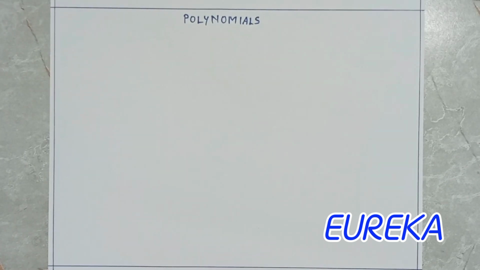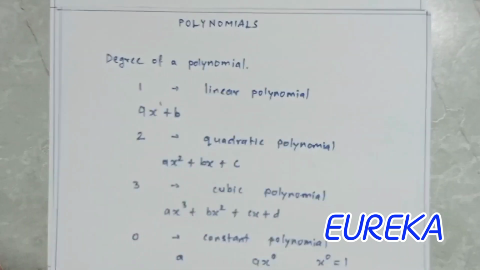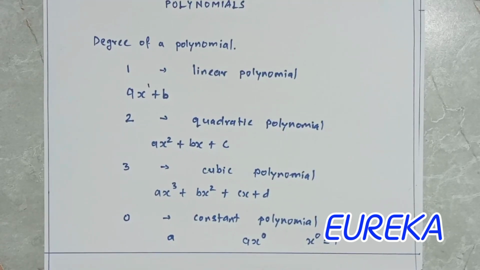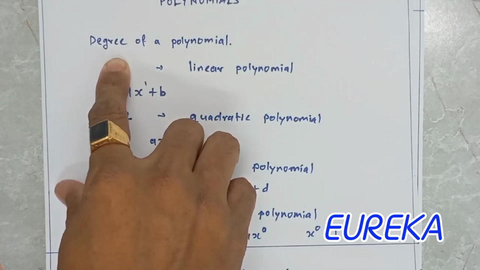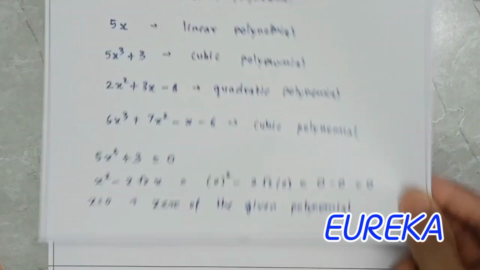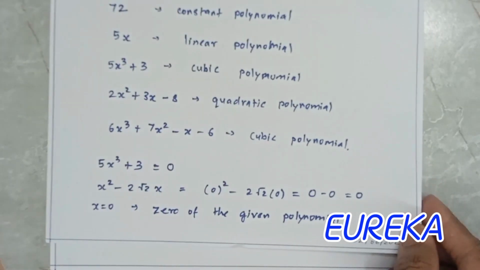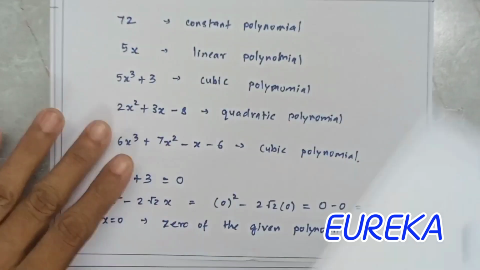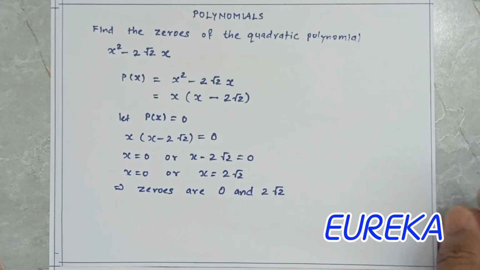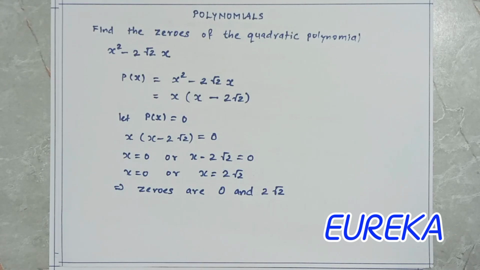Polynomials. In this series of chapters on polynomials, till now we have seen the types of polynomials, that is linear, quadratic, cubic, and how the types depend on the degree of the polynomial. Then we have seen the zeros of a polynomial, how the zeros are related to the types of polynomial, whether it is linear, quadratic, cubic and so on. Then we have seen how to find the zeros of a polynomial, and also how to show that a particular value is a zero or not.